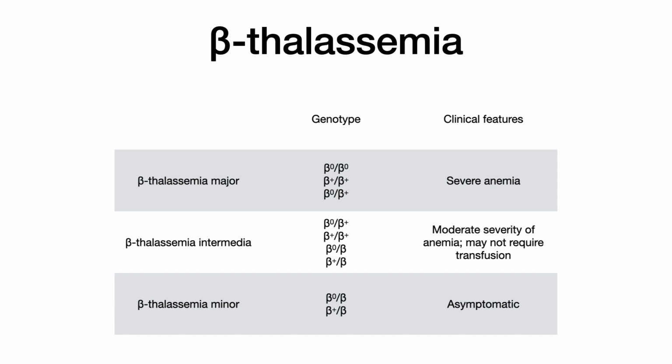And it's different. In major, they have a very severe anemia, very serious condition, whereas intermediate, it's moderately severe, and it says they may not even necessarily require transfusion. They may be able to produce enough red blood cells. So you can see it would depend upon what exactly the mutation was.